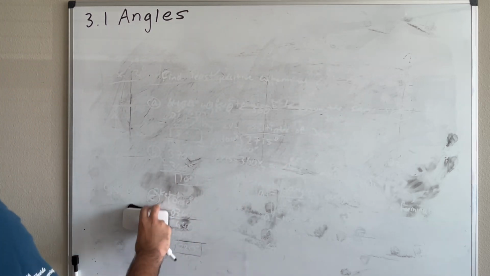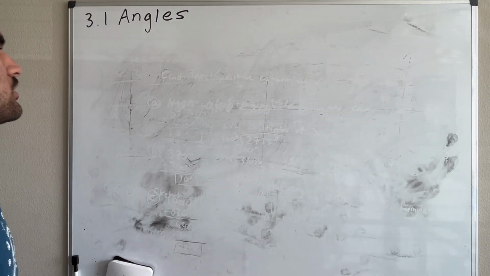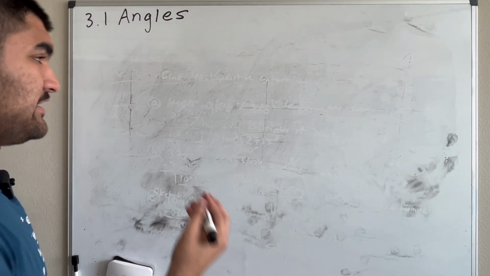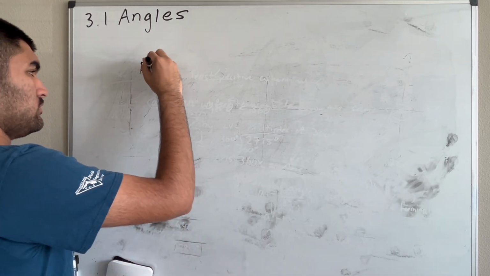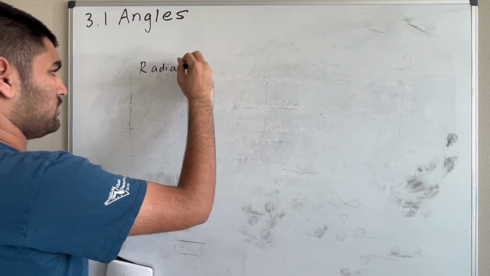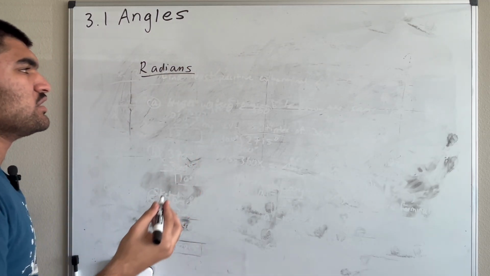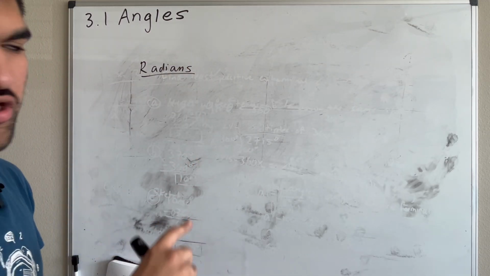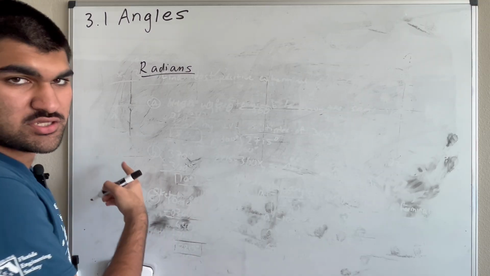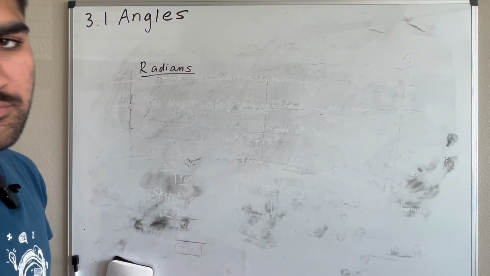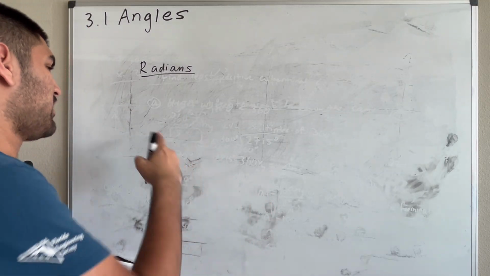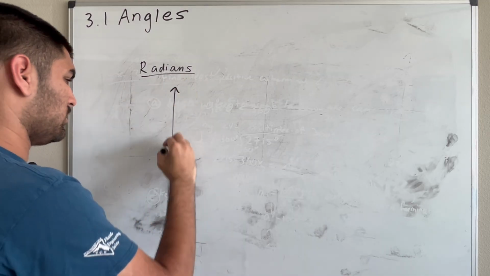All right. So now let's move on to radians. Radians are essentially just another way of measuring angles. Before we were using degrees, so radians are another unit for angles.